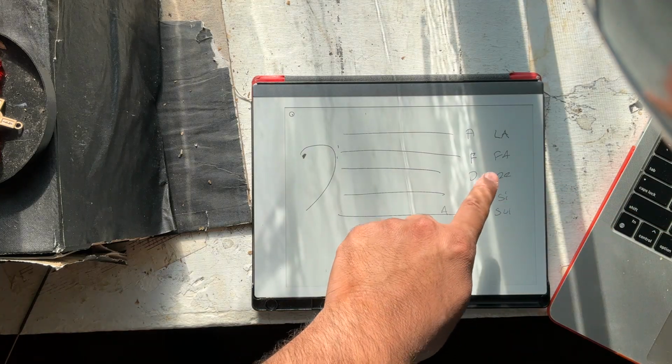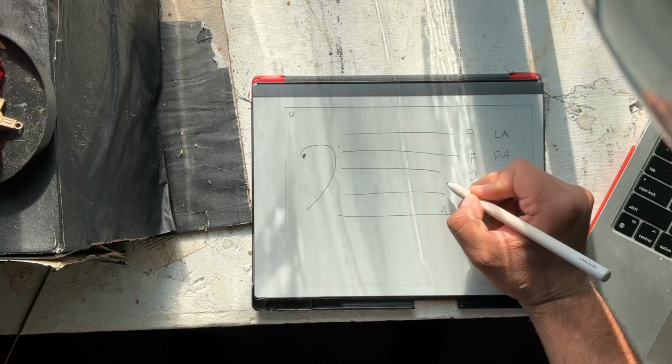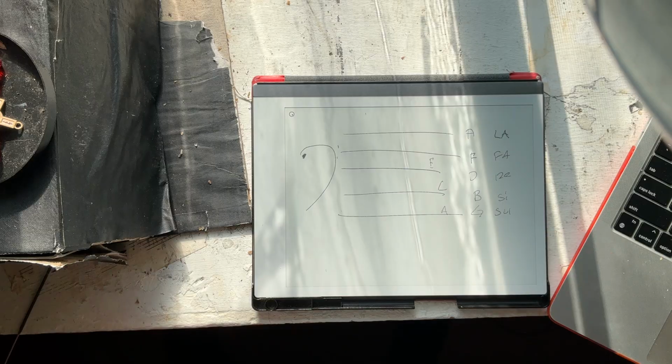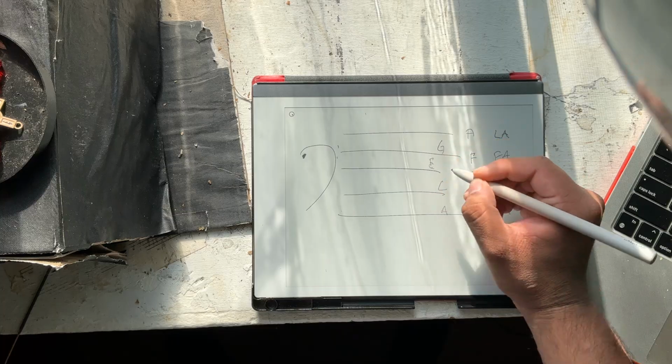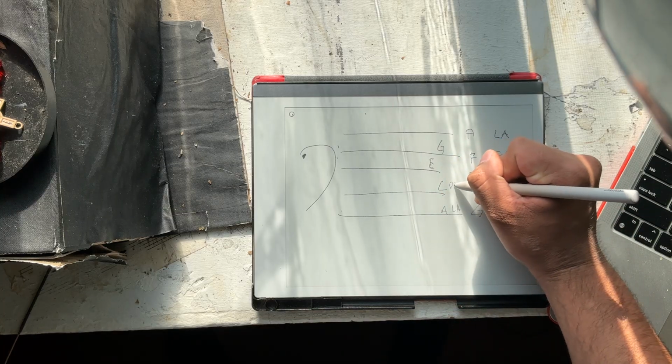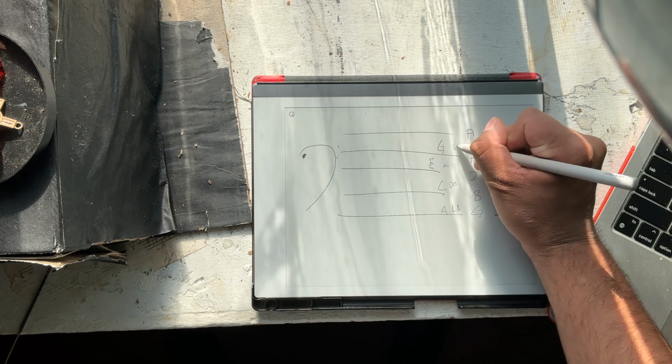What's between B and D? That's going to be C. What's between D and F? E. F and A? Well, that's going to be G, right? Or La, Do, Mi, Sol.